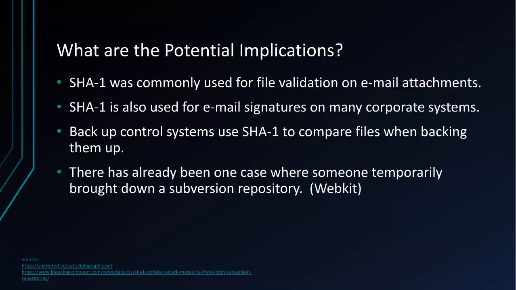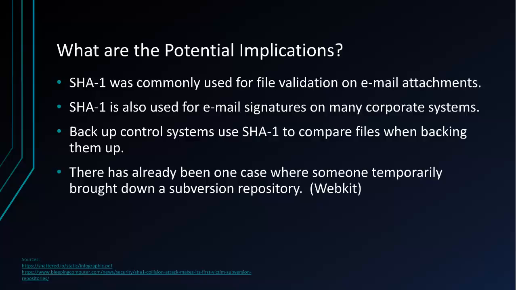If you've ever worked in an environment where you use Outlook, and you see that little ribbon next to an email that was sent, that means that email was signed by whoever sent it. It's possible that someone could fake those signatures using this kind of exploit. Backup control systems use SHA-1 to compare files when backing them up. It's possible that you could have a backed up file that someone else placed there that isn't the file you expect it to be, and it could run some malicious code.